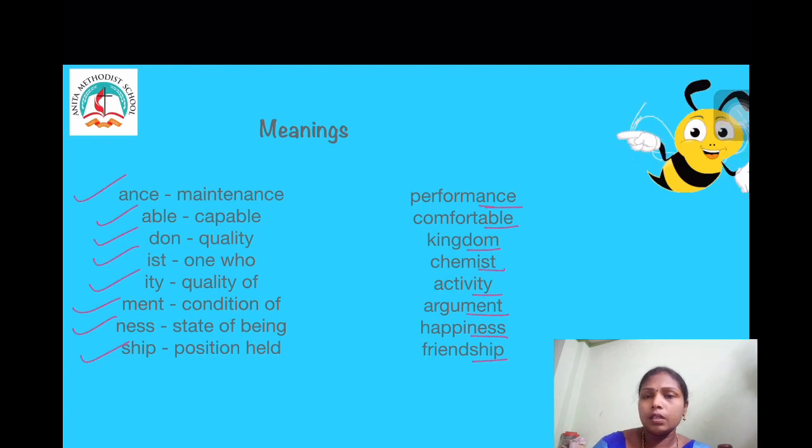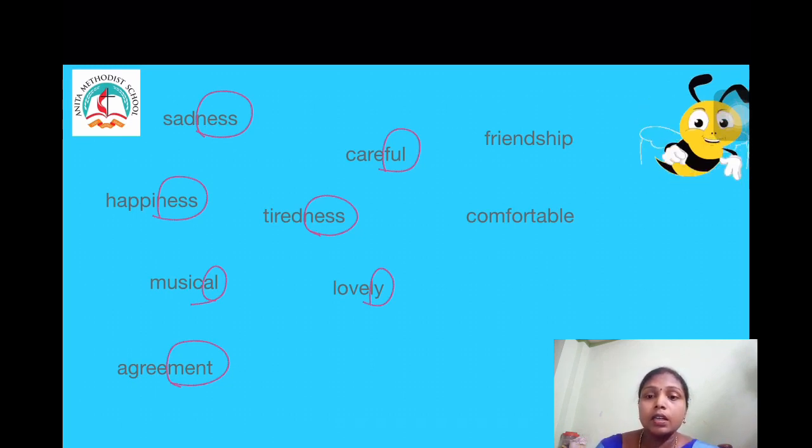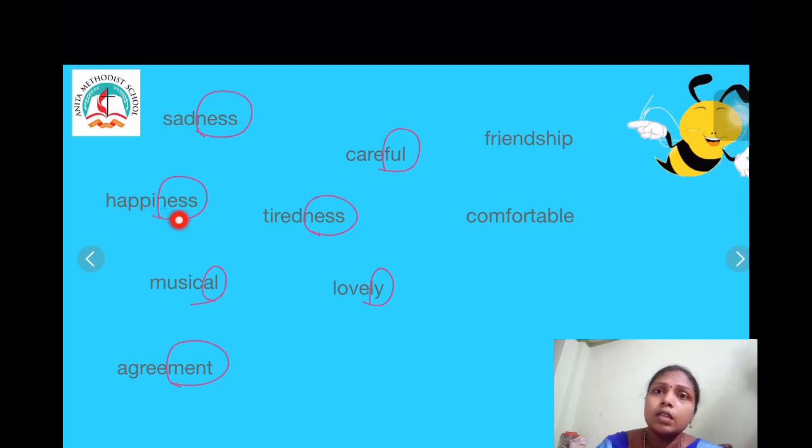Can you see I have underlined the suffix here? Let's see, we underline the suffix here. The first one, sadness. Now tell me, can you see the suffixes are circled here? Sad is the root word. NESS is the suffix. Happiness, again, happy is the root word. NESS is the suffix. Musical. Music is the root word.